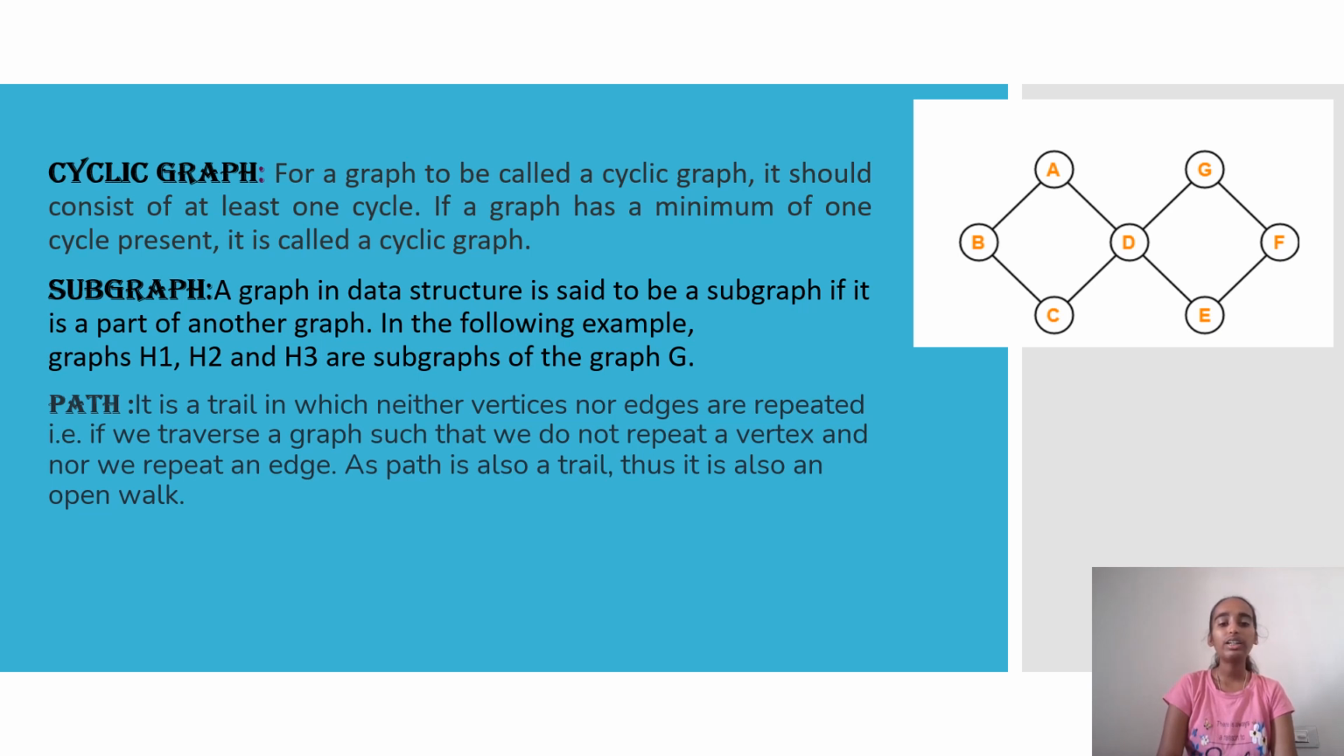Subgraph. A graph in data structure is said to be a subgraph if it is a part of another graph. In the following example, graphs H1, H2 and H3 are subgraphs of G. If one graph is given and that is having subgraphs H1, H2, H3, then it is called a subgraph. What is a path? It is a trail in which neither vertices nor edges are repeated. That is, if we traverse a graph such that we do not repeat a vertex and nor do we repeat an edge. As a path is also a trail, thus it is also an open walk.